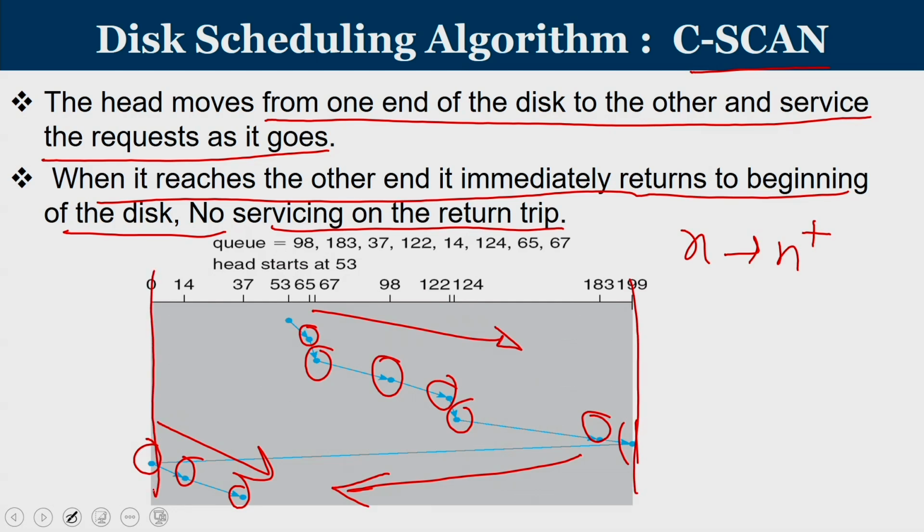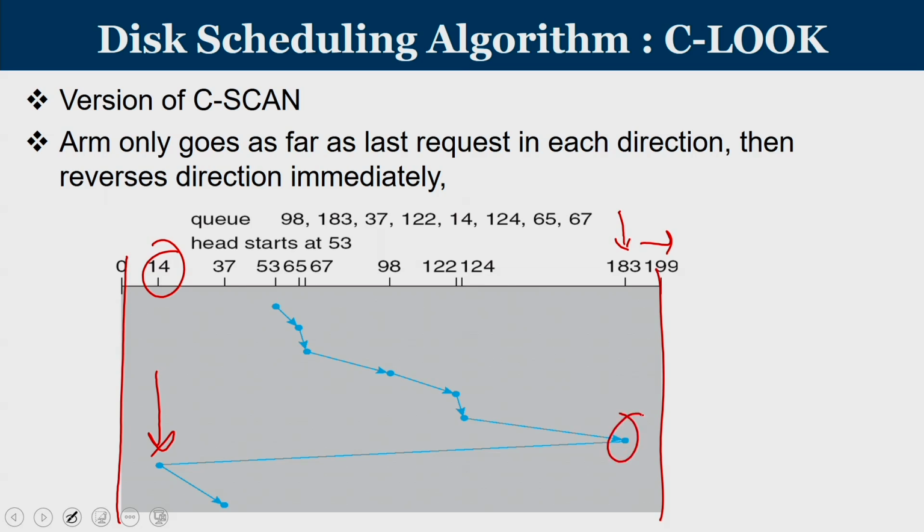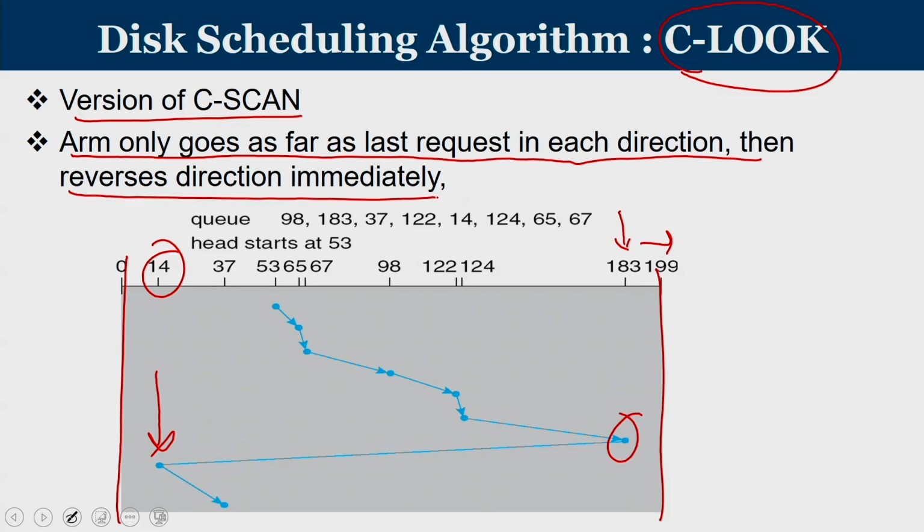A slight modification of that is called the C-look algorithm, where at every stage you see whether there are any more requests in the same direction. If you look at the graph, it is clear, rather than moving from 183 all the way to 199, I would stop at 183 and come back to the other extreme, 14. So, I am not going to touch the extremes, just move only to locations where servicing is required. So, this is called a modified version of scan, which is known as C-look. The arm only goes as far as the last request in each direction, then it reverses the direction immediately.